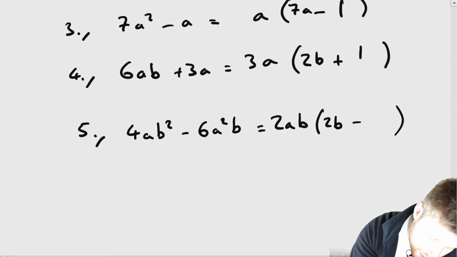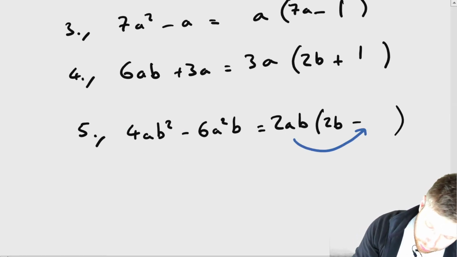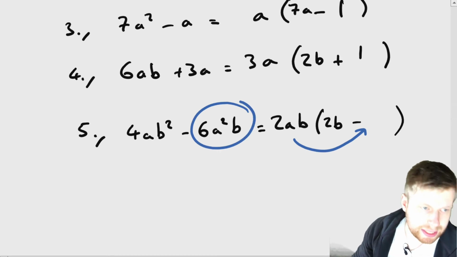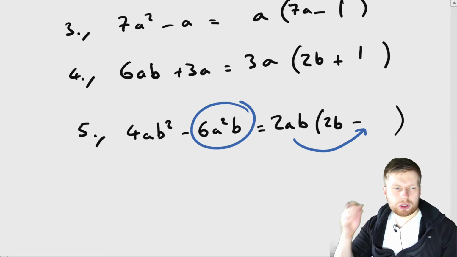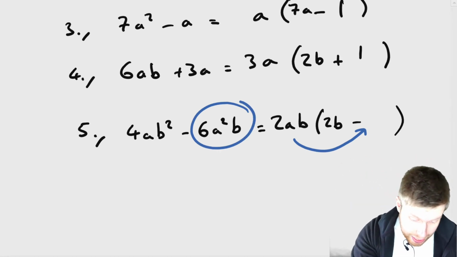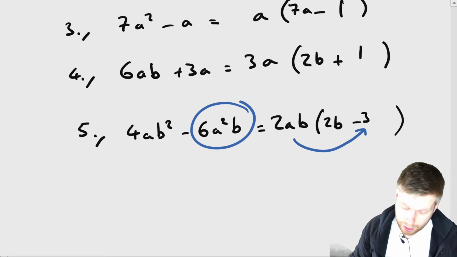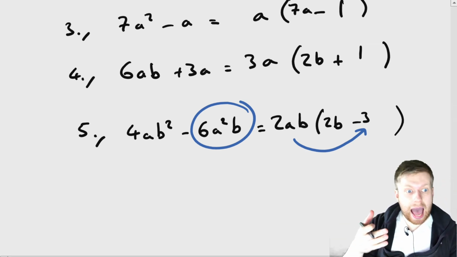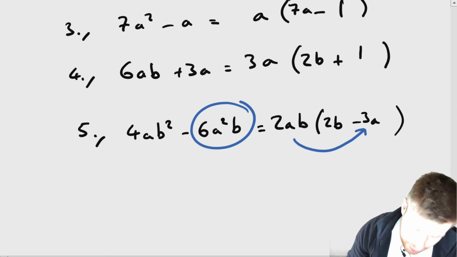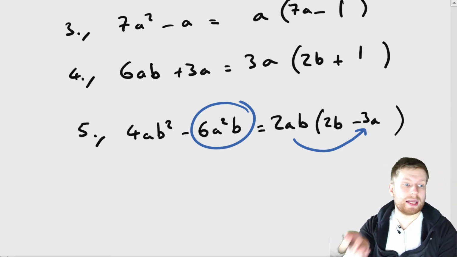All right, now let's do the second term. So 2ab multiplied by something that goes here has got to give me 6a squared b. Well, 2 multiplied by 3 is going to give me 6. a multiplied by a is going to give me a squared. And b multiplied by 1 is going to give me b.